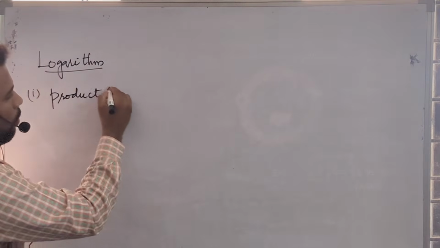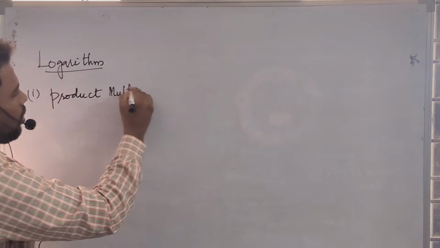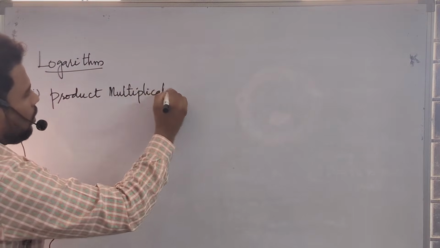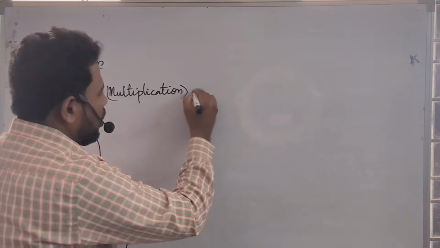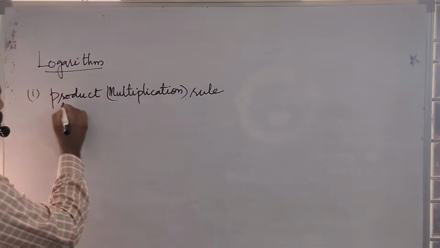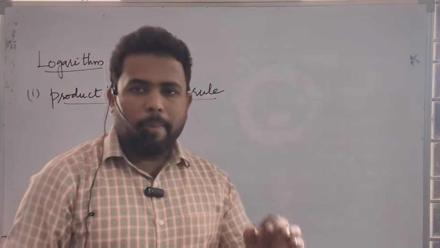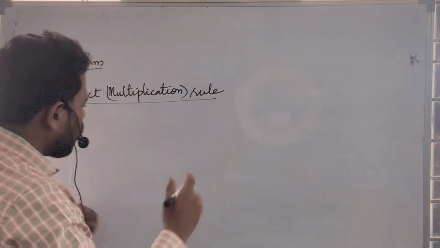What is the meaning of product? Multiplication. The first rule is multiplication. What is rule number 1? Multiplication. Okay, let us go with this here.